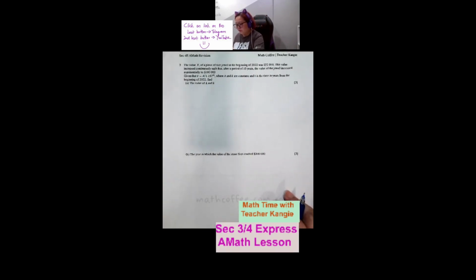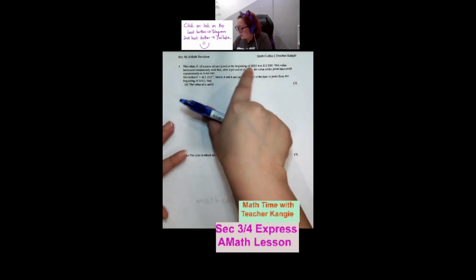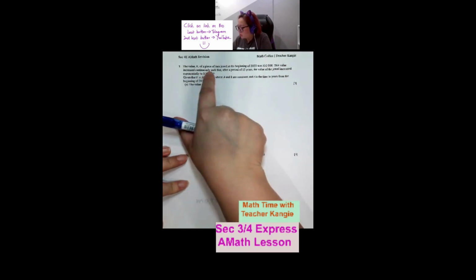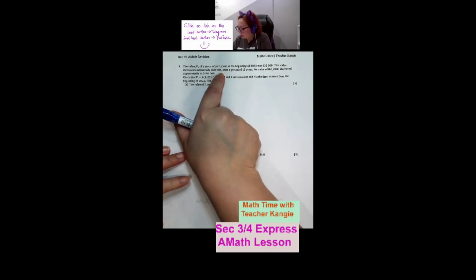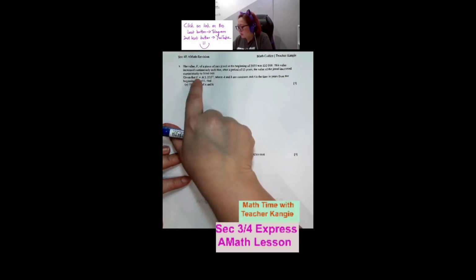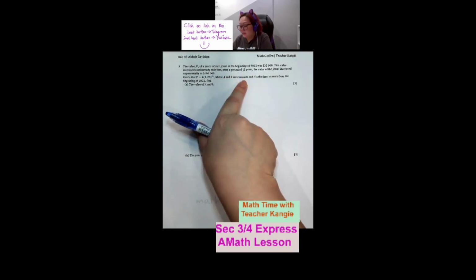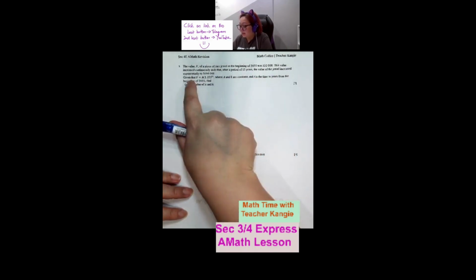So now let's do this question over here. The value V of a piece of rare jewel at the beginning of 2022 was 32,000. This value increased continuously such that after a period of 15 years, the value became 160,000. They tell you the formula to calculate the value. They tell you A and K are constants, meaning fixed numbers, and T is in terms of years, starting from 2022. So they want you to find the value of A and the value of K.